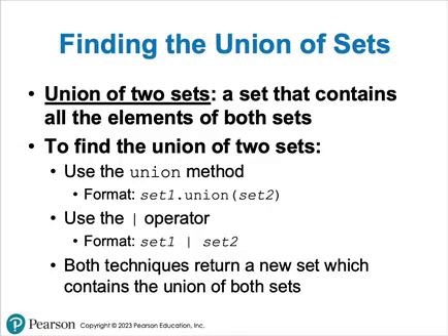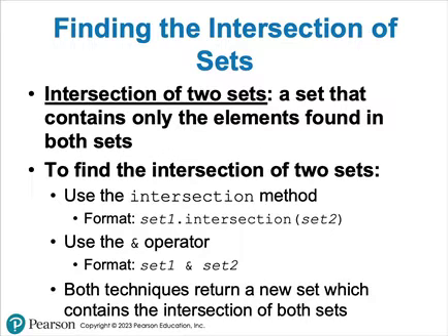Now then, to find the intersection of a set, this is items or elements that can be found in both sets. We can either use the intersection method or we can use the ampersand operator, which is the intersection operator. In this case, we will get a new set, and that new set will only contain the elements that are in both of the specified sets.